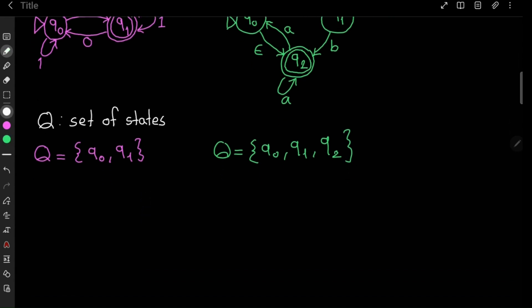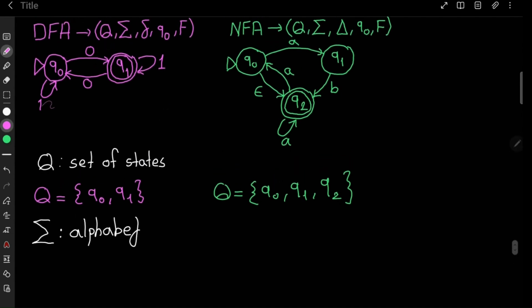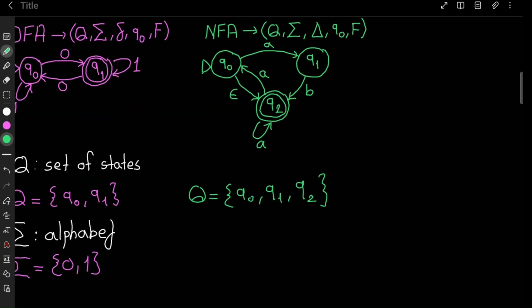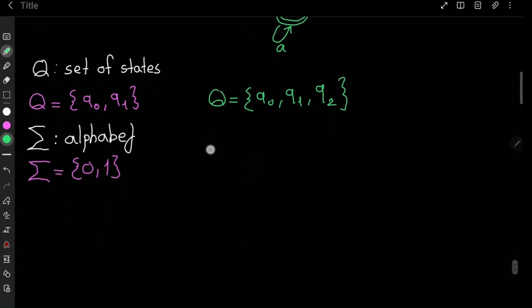The next notation is sigma. It stands for the alphabet. This is a finite set of symbols that the automaton can read as input. When we look at the DFA, it takes 1 and 0 as input. That means sigma should be 0 and 1 in DFA. When it comes to NFA, it takes A and B as input. So sigma is A and B for NFA.